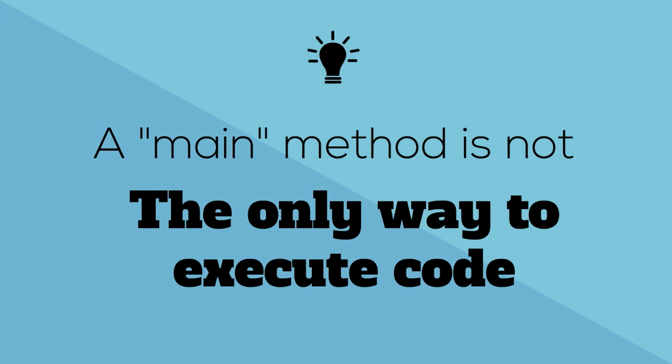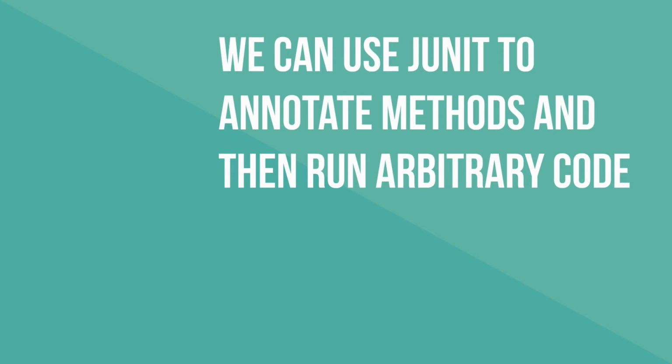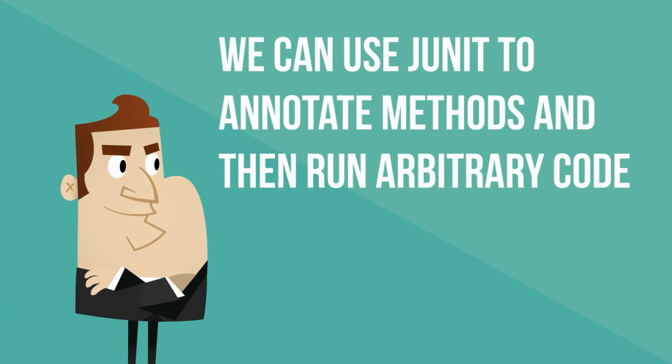Now what I've noticed is that when people are learning Java, they're often taught how to do a main method, and that's the only way they know of making their code executable, being able to run their code. Problem is, we then find in their code they have lots of main methods because they didn't really understand what it was for. You can use JUnit to annotate methods and then just run arbitrary code.